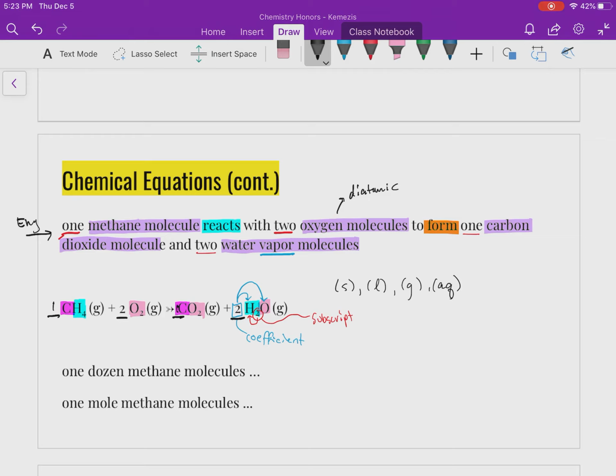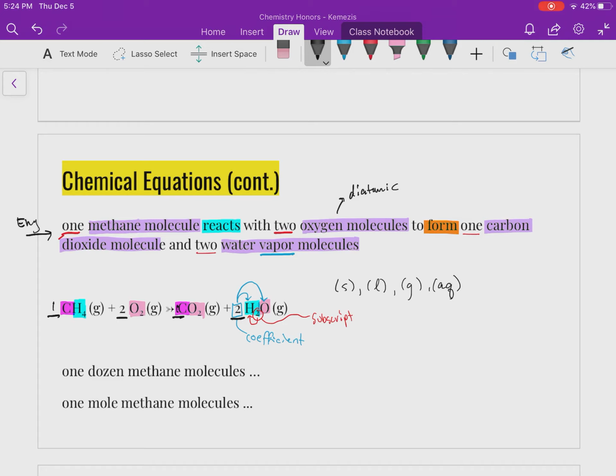Okay, these coefficients are telling us the ratio of this substance, right? And you can think of this like a recipe. We're actually going to come back to that later on in the year. But in order to make 1 carbon dioxide and 2 waters, I need to mix together 1 methane and 2 oxygens. If I want to make 4 water molecules, then I need to double this recipe. We could treat it just like cooking.